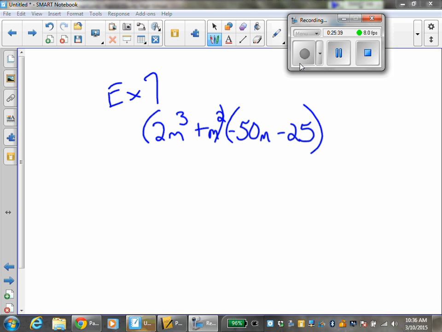So if I'm going to group this, everybody understand why I'm going to group? It has 4 terms. Okay. What can I take out of the first group? M squared. And we'd be left with 2m plus 1.